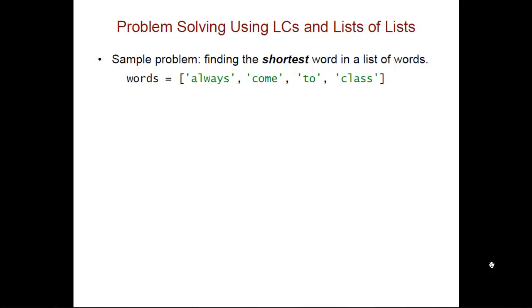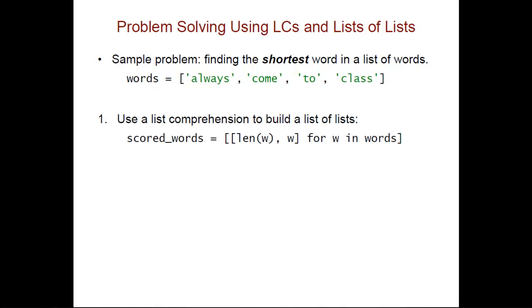Now it turns out that one useful problem-solving technique involves using a list comprehension to create a list of lists and then using max or min on that list of lists. So for example, let's say I want to find the shortest word in a list of words, like the list you see here: always come to class. So I'm assuming I've taken that list of words and assigned it to a variable called words. So we're going to start by using a list comprehension to build a list of lists. And in this case, each sublist has a score associated with the word. And in this case, it's the length of the word followed by the word.